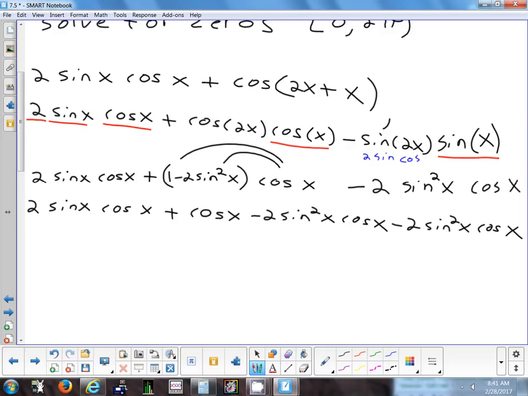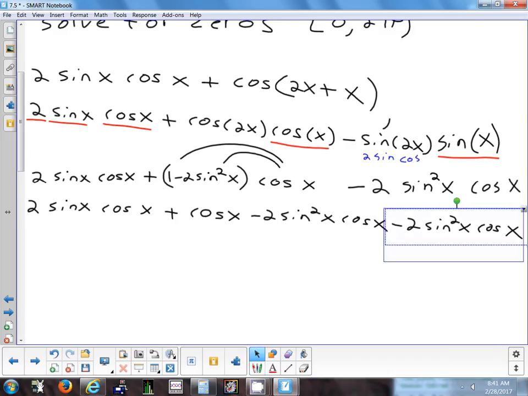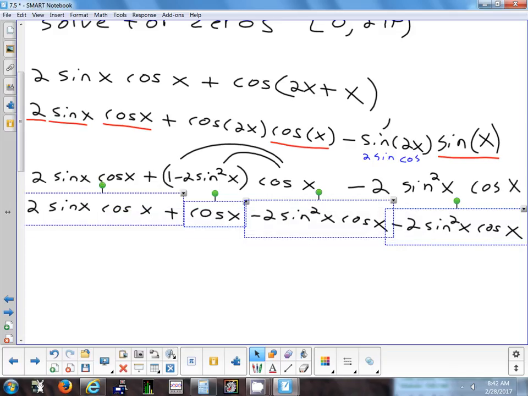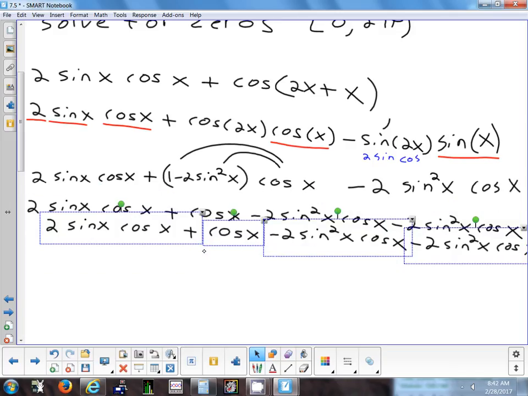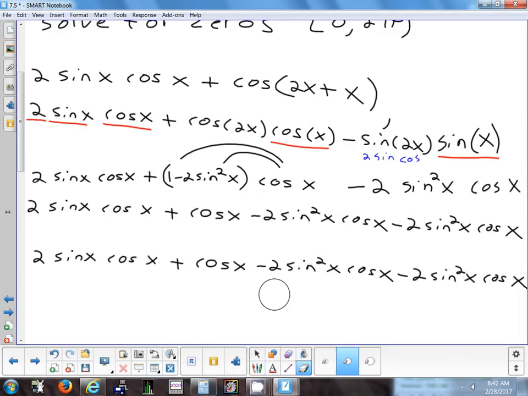Or, actually, why don't we combine like terms first? What's minus 2 sine squared x cosine x minus another 2 sine squared x cosine x? It's just a minus 4. So I'm just going to copy that. And all I'm going to do is change that to a minus 4, and I can get rid of that off the end. Okay, so that combined it a little bit.